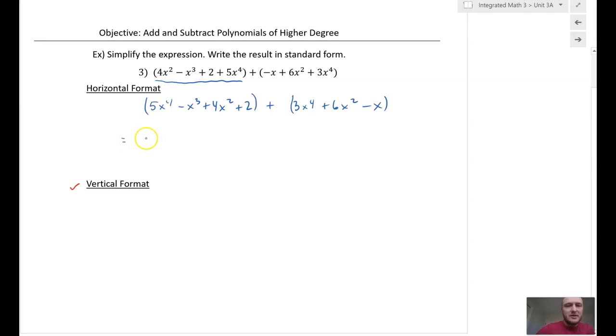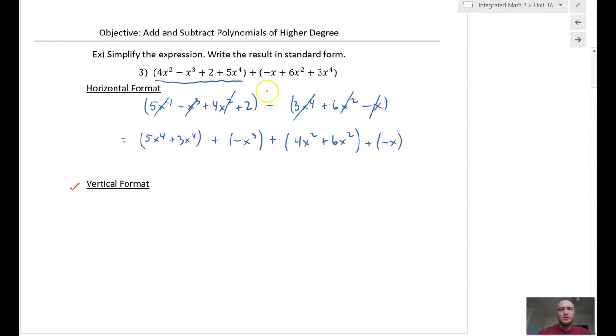Now in the horizontal format, you group like terms. So I have 5x to the fourth plus 3x to the fourth. So there are like terms. The next term, I have a negative x cubed, right? Notice I don't have any x cubed terms over here. And what I like to do is slash out terms that I've used before. Next I'm going to add my x squared terms, so 4x squared plus 6x squared. Then the next term is x to the first, so plus negative x. No x to the first terms over here, and then a plus 2.